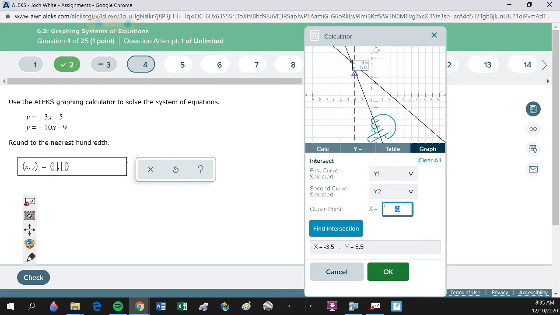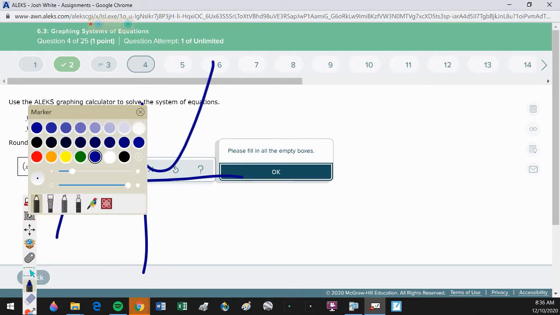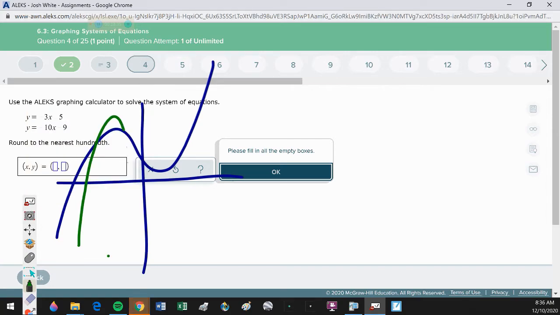And chances are you could guess something way off, and it gives me the same answer, because there's only one intersection. The reason it's asking you to guess is, if we had a more complicated graph that looked like this, and then another one that looked like this, that has 4 intersections, the calculator wants to know which intersection you want it to find, and you pick the x values. Say, look around here somewhere, and it will figure that one out.